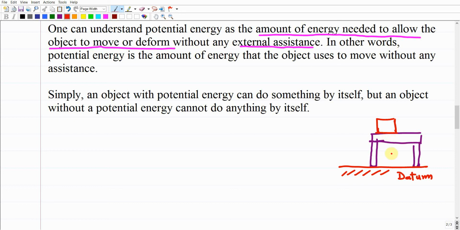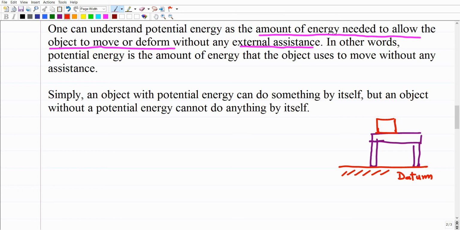But once we remove the table, this object is going to use this energy, and it is going to use it to move down, to be dropped over the surface. So we're going to say that this object has some stored energy. This stored energy is a potential energy that gives it the potential to move without any external assistance.